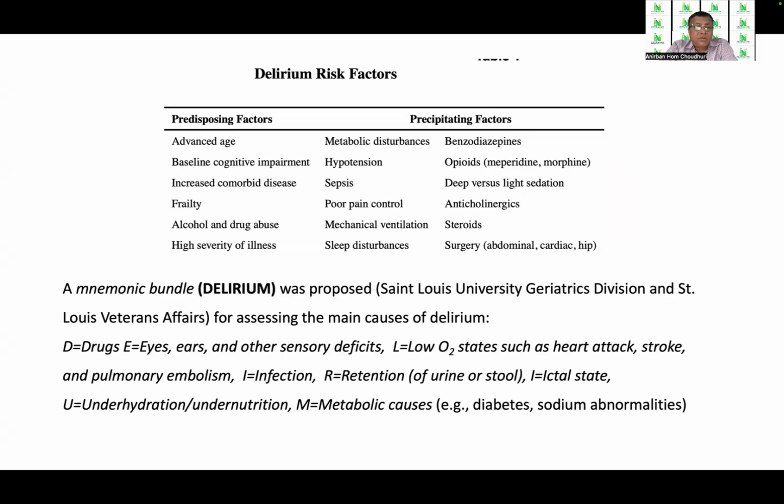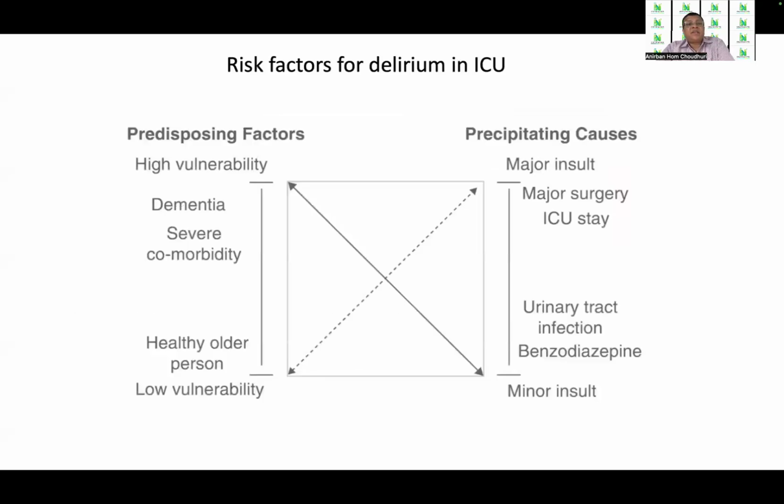Now, there is a mnemonic bundle which is called DELIRIUM. It uses the same letters that lie in the spelling, and was proposed by one center for assessing the main causes of delirium. D stands for drugs, which I have mentioned just now. E stands for eyes, ears, and other sensory deficits. L stands for low oxygen states. I stands for infection. R for retention of either urine or stool. I again for ictal state. U for underhydration or undernutrition, and M for the metabolic causes. So this mnemonic may be useful in certain cases.